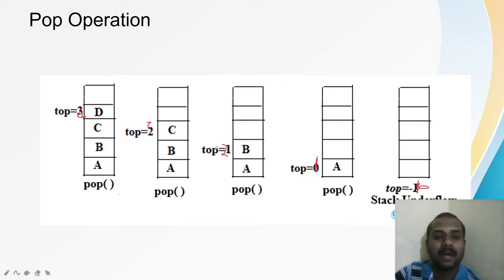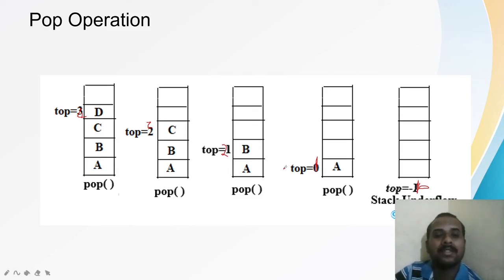So while coming to here, how to remove the element? The removing of the element is very simple. You have to just decrement the top. You have to copy the top of the element to some item, and then you have to decrement the top. What do you mean by decrementing top? Decrease the top by 1 position. So top is equal to top minus 1. That means the element that is top of the element got deleted.